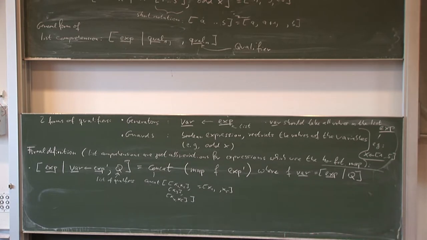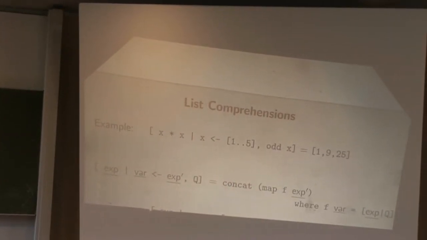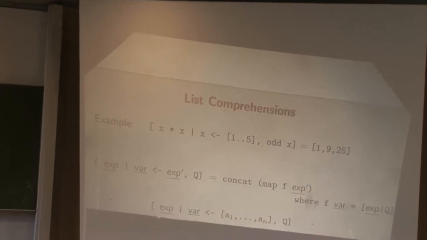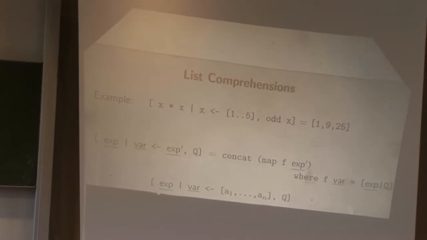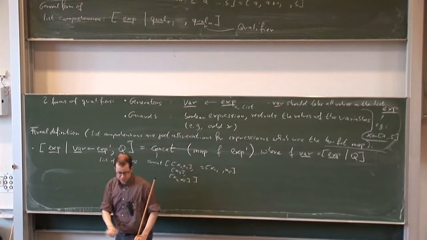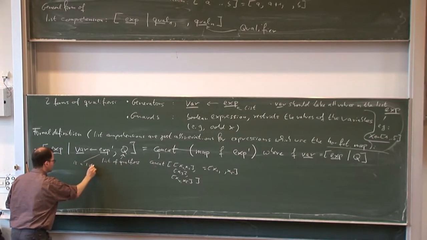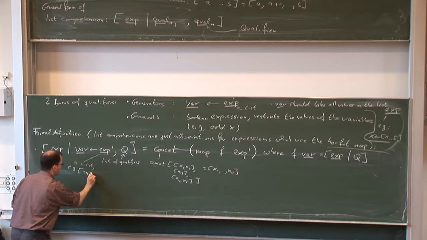So this is what we had before. These are list comprehensions, and this is the definition that I just wrote on the board. Now, what does this really mean? Now, as I said, in such a list comprehension, if you write a qualifier, this expression prime is a list. For example, something like a list of elements A1 ... AN.